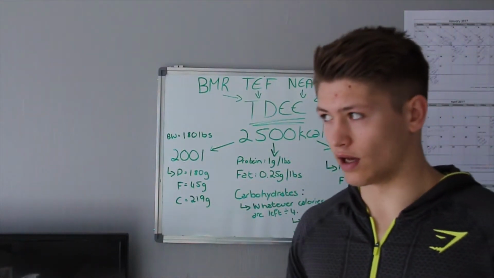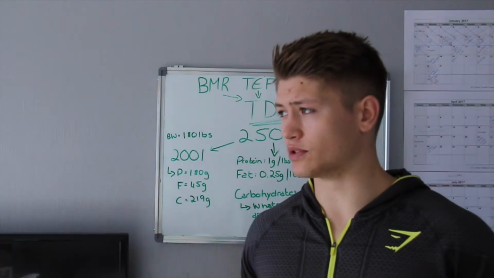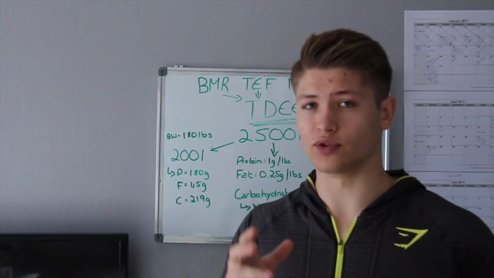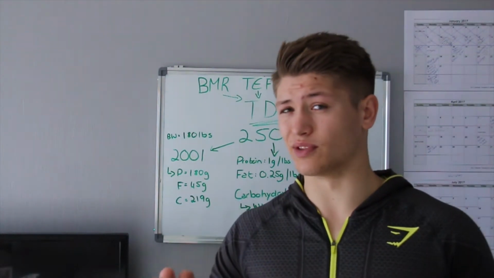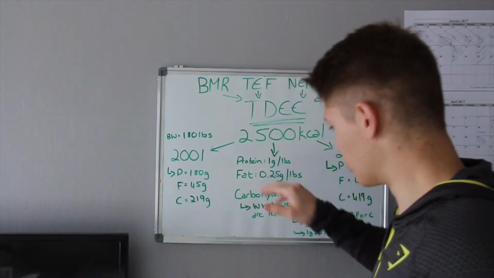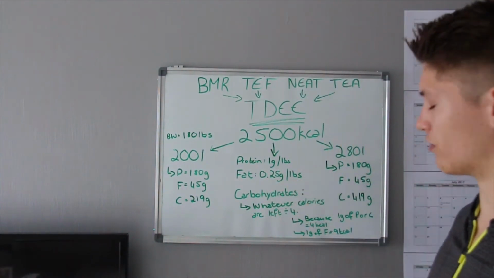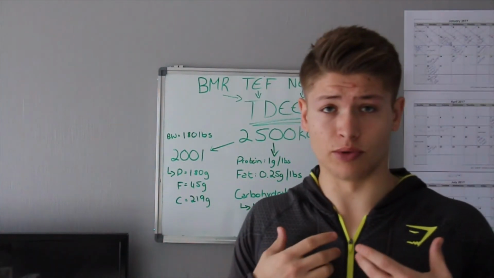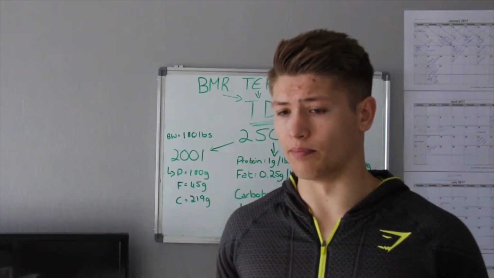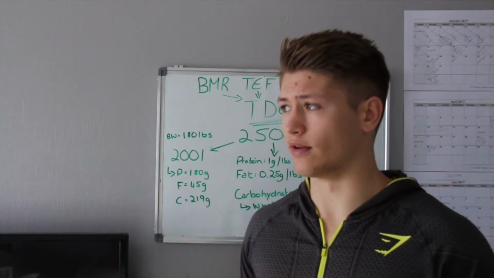Fat. Now, fat, I would say anything from 0.15 grams to 0.25, even 0.3 grams per pound of body weight. But I like to stay with 0.25 grams per pound of body weight. And that's just personal preference. I like it. It's not too much, it's not too little. And it keeps my hormones in check, and I just feel good.